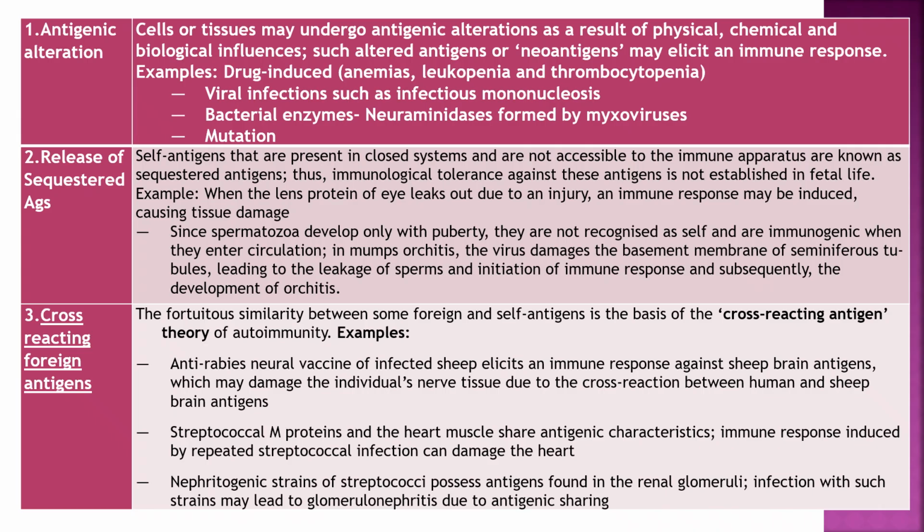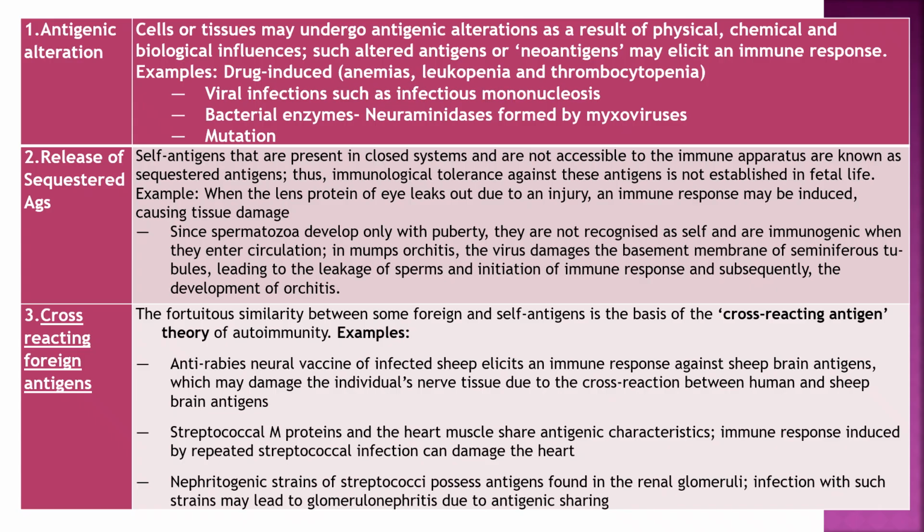Mechanism of autoimmunity. So first is antigenic alteration. Cells or tissues may undergo antigenic alteration as a result of physical, chemical, and biological influences, such that altered antigens or new antigens may elicit an immune response. Example, drug-induced anemia, leukopenia, thrombocytopenia. Viral infections such as infectious mononucleosis. Bacterial enzymes such as neuraminidase formed by myxoviruses. Mutation.